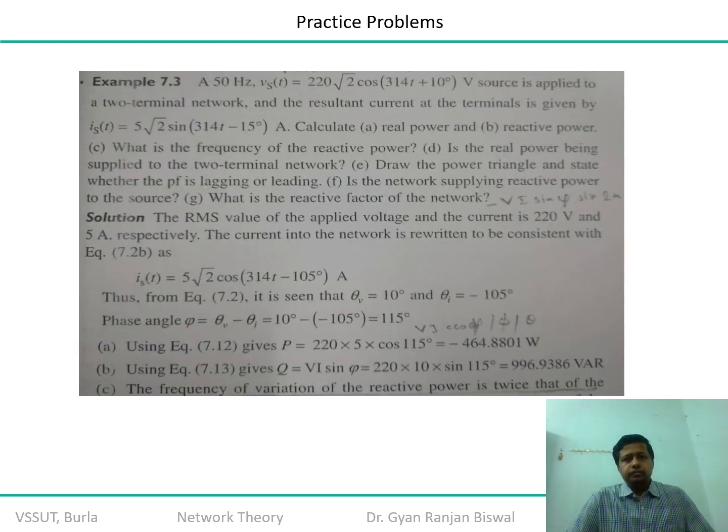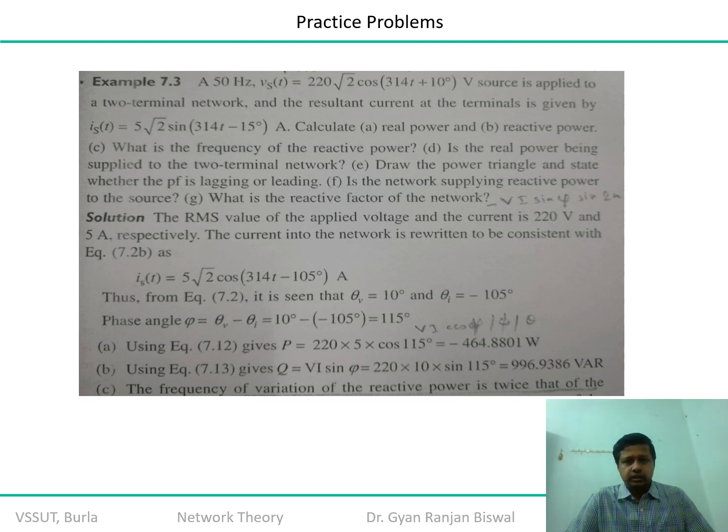Here is a problem assigned for you. A standard source equation is given, with omega given as 314 radian per second and phi equal to 10 degrees. With the help of the instantaneous values of the source voltage and the source current supplied through the conducting surface to a two-terminal network, you are asked to calculate basic things like the real power, the reactive power, and the frequency of the reactive power. Is the real power being supplied to the two-terminal network? That question is asked to you.